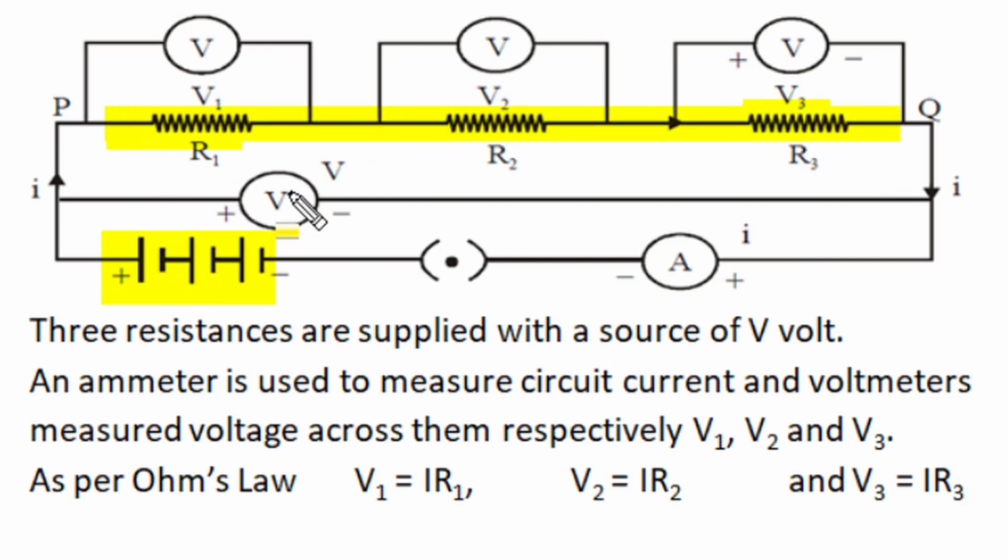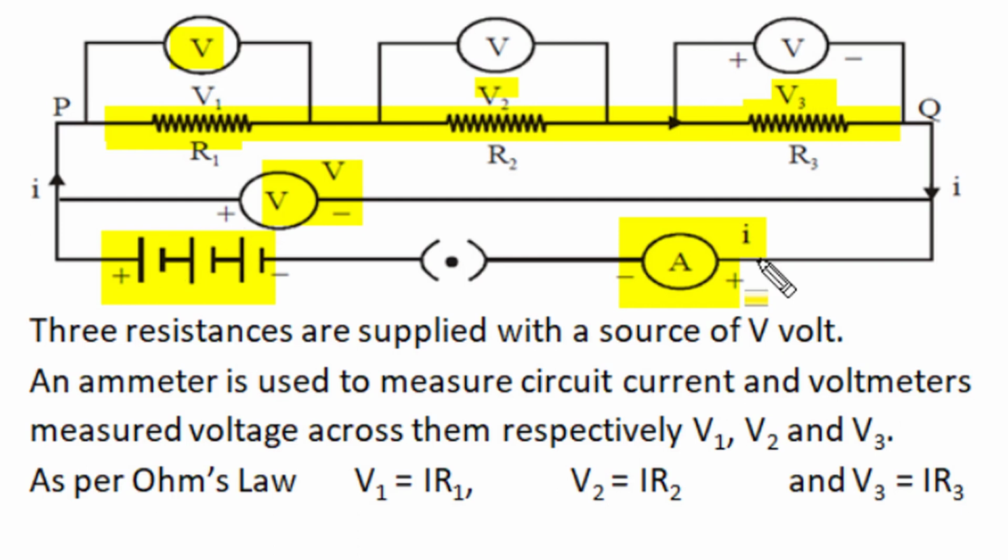Here three resistors R1, R2 and R3 in a series combination are connected to a source of V volt, the voltage of which is measured by this voltmeter, and an ammeter is also connected in the circuit to measure the circuit current, and let it be I, and three voltmeters measure respectively the voltage across R1 as V1, across R2 as V2 and across R3 as V3.